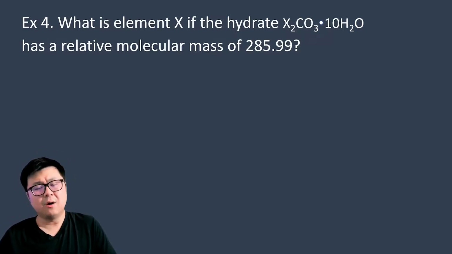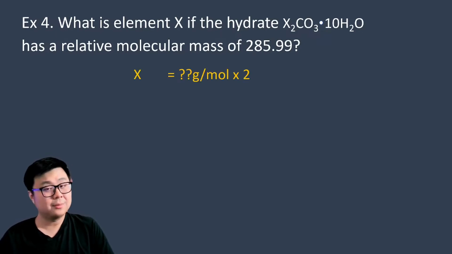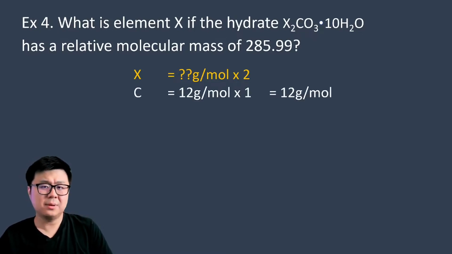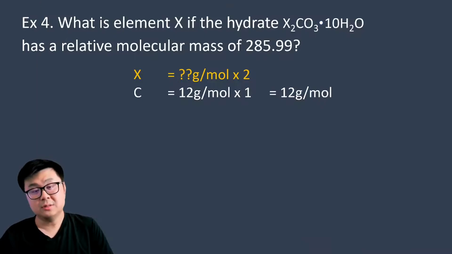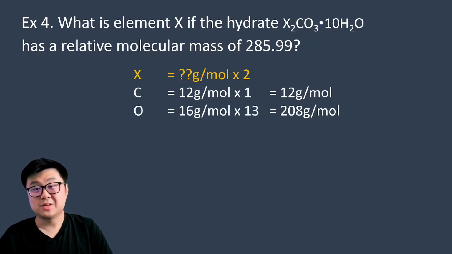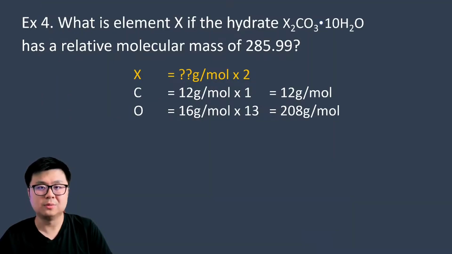So let's list all the different elements in this compound. First, we have X. No idea what the molar mass is, but we know there are 2 X's in this compound. Next is carbon. We know carbon is 12 grams as per the periodic table. We only have 1 carbon, so carbon only contributes 12 grams out of the total molecular mass. Next is oxygen. There's a total of 13 oxygens. Multiply that by 16 grams per mole, which is 208 grams per mole for oxygen.